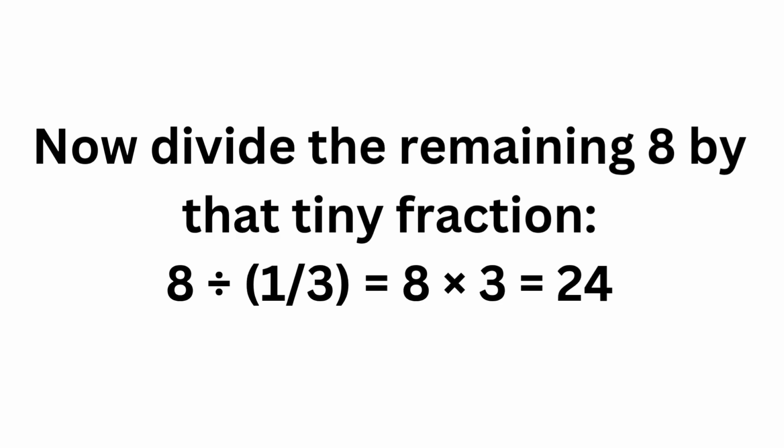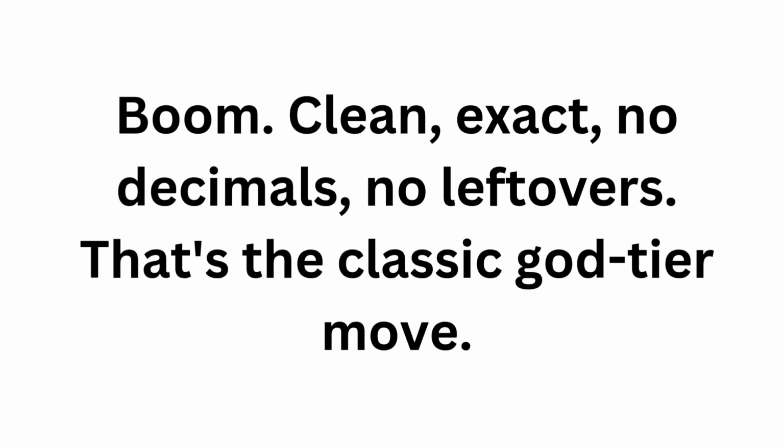Now divide the remaining 8 by that tiny fraction. 8 divided by 1 third equals 8 times 3 equals 24. Boom! Clean, exact, no decimals, no leftovers. That's the classic God-tier move.